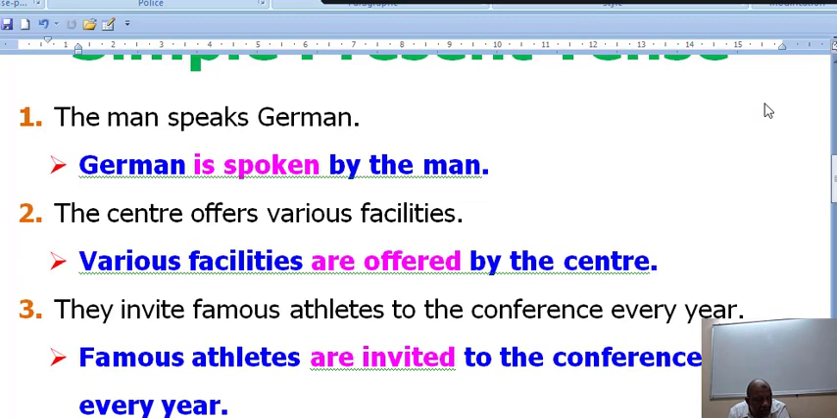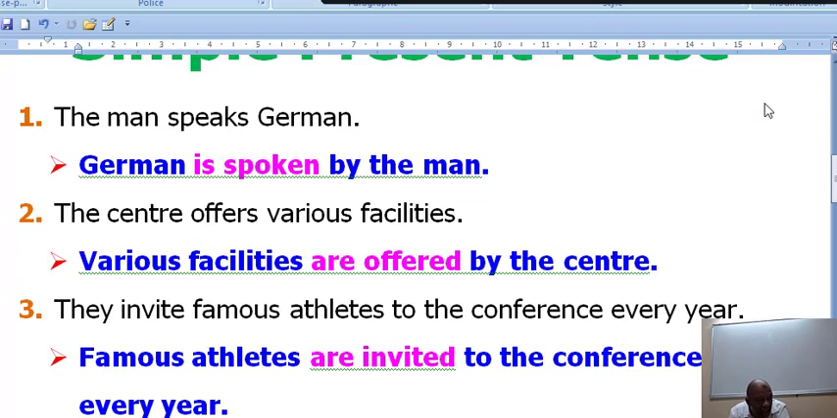Number 2: the center offers various facilities. Various facilities, this is the complement. Offers, simple present tense, we give it to the verb to be. It becomes are. Why? Because various facilities is plural, so we use are. Offer becomes past participle, offered. And then we write by the center. All the time the same rule. You write it or you don't write it, no problem. You can say just: various facilities are offered, because we don't care about the agent.